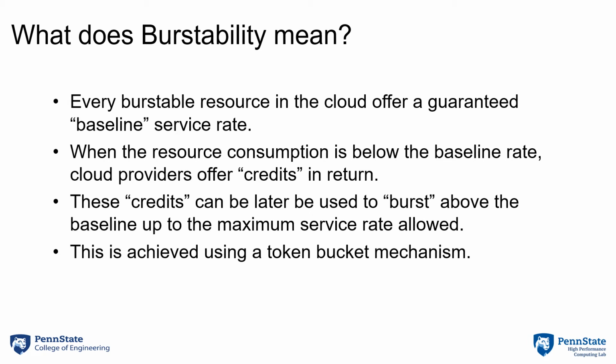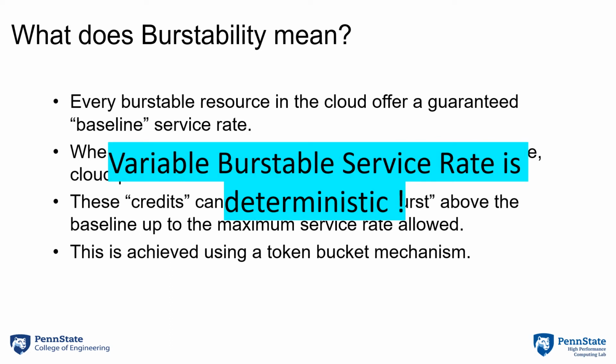This is very similar to a token bucket mechanism, which is a popular algorithm on the network side. And hence, because public cloud providers use a token bucket sort of deterministic algorithm, the variability in service rate, or variable burstable service rate, is actually deterministic in nature.